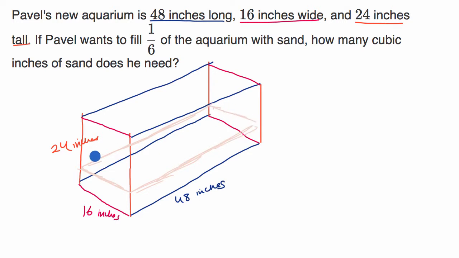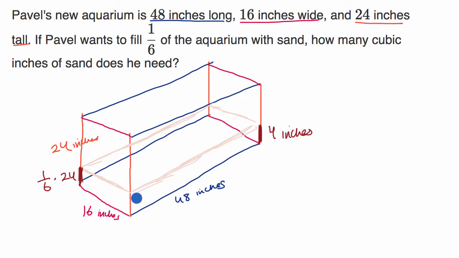Well, this height right over here, let me do that in a deeper color. This height of the sand is going to be 1/6 of 24 inches. So 1/6 times 24. Well, 1/6 times 24 is the same thing as 24 divided by 6. So this height right over here is going to be 4 inches.